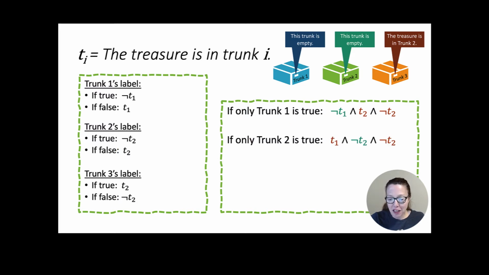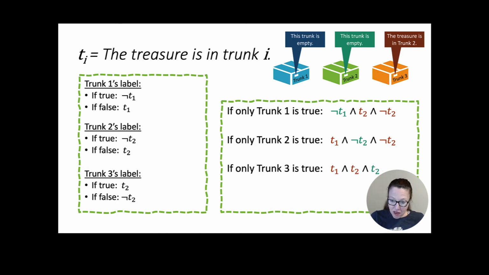So let's look at what happens if trunk 2 is true. Well, if trunk 2 is the only label that's true, then we fall into these situations. The label on trunk 1 is false. The label on trunk 2 we're supposing is true. And the label on trunk 3 is false. And so we have T1 and the negation of T2. It's not in trunk 2 and it's not in trunk 2. Okay, so we see that's repeated. We can disregard the second one. But for now, we're going to leave it as such, and come back to what all of this means together. Let's just capture what the possibilities are.